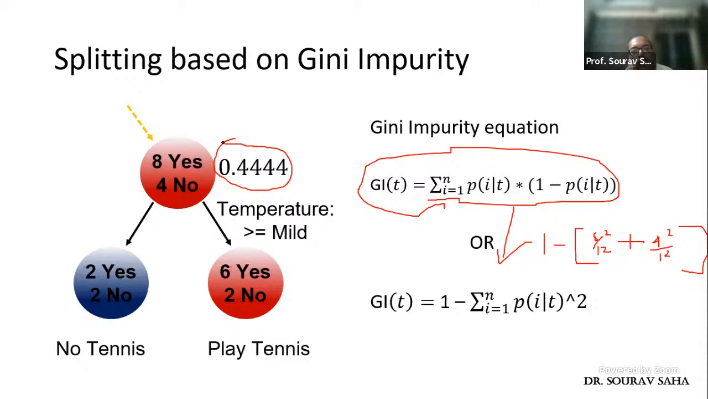Can someone tell me what will be the impurity value at this particular node using Gini impurity? Just to help you solve it, there are two classes, one is yes, another is no. Yes is 2 by 4 and no is 2 by 4. So basically 1 minus (2 by 4, or half, squared plus half squared).